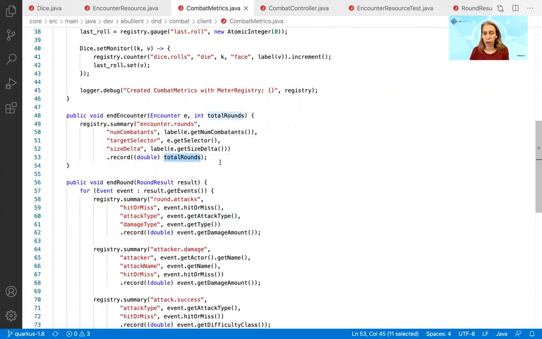Here I'm recording the total rounds. I don't know the number of combatants before the encounter was run. So I'm running the encounter, and then I'm creating a distribution summary. This is a Micrometer distribution summary, which means I will get a count and a sum. So I'm recording the total number of rounds in this encounter, and I'm using as values the number of combatants (remember, this is a bounded set), the target selector that was used for that encounter, and the difference in size of the monsters from that encounter. I'm recording that information when it's done.